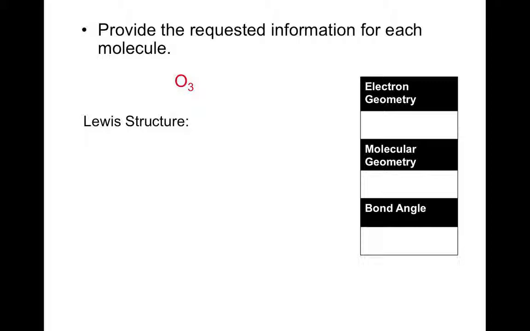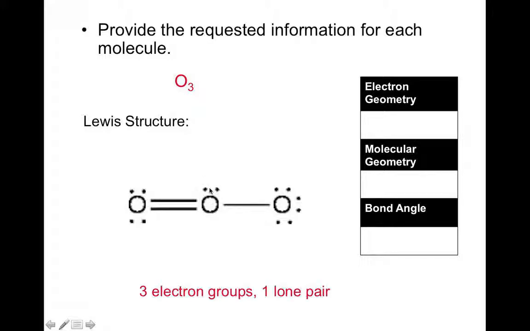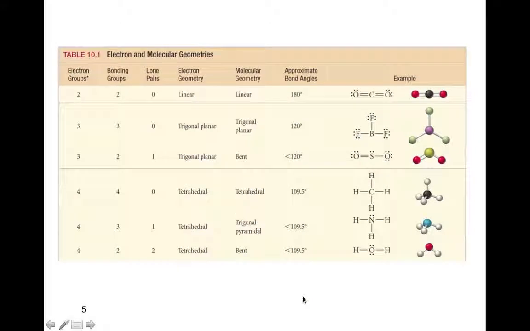All right, now we want to do ozone, O3. Again, I'd pause the video, see if you can come up with the Lewis structure. All right, here's the Lewis structure I come up with. So now I've got 2 bonded atoms, 1 lone pair. So I've got 3 total electron groups with 1 lone pair. If I go to the table, 3 electron groups tells me the electron geometry is trigonal planar. If I have 1 lone pair, the molecular geometry is bent, and the bond angles are less than 120 degrees.